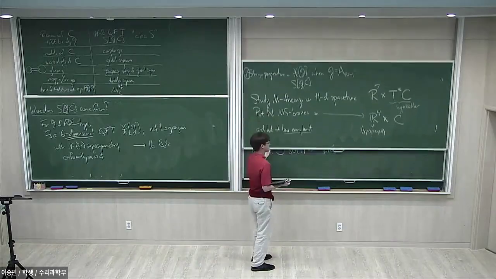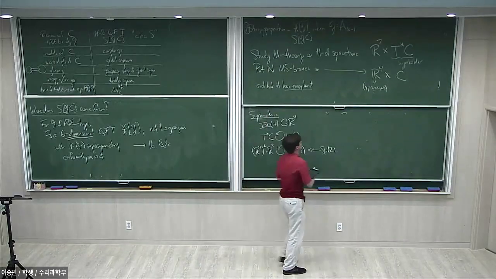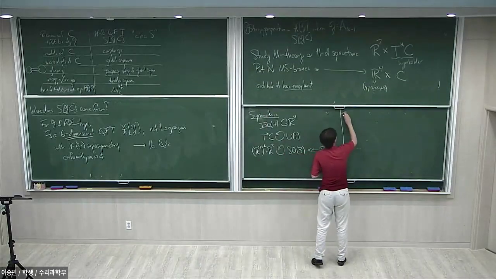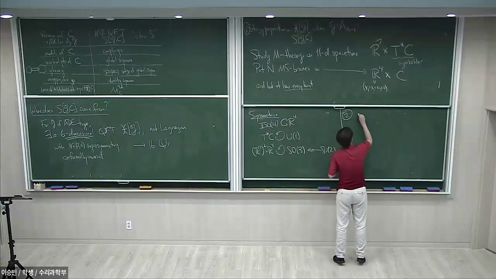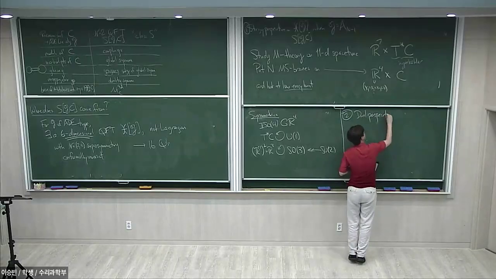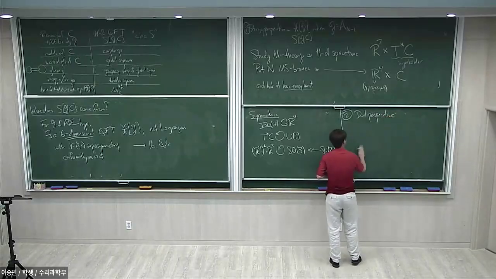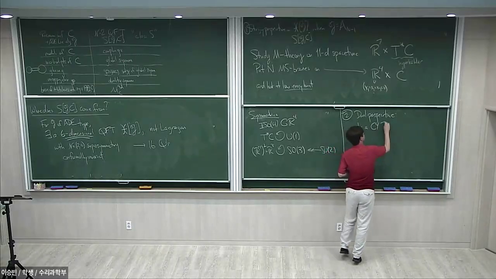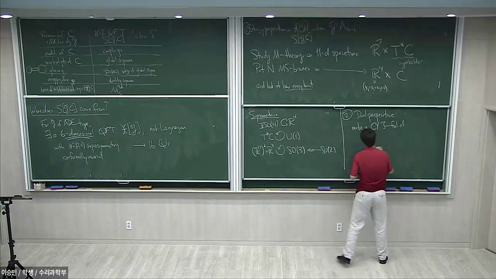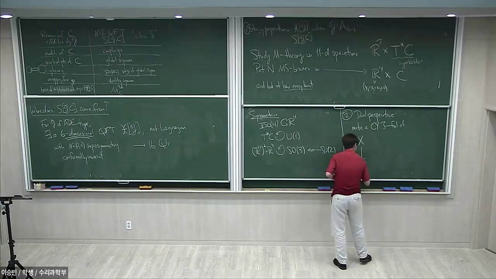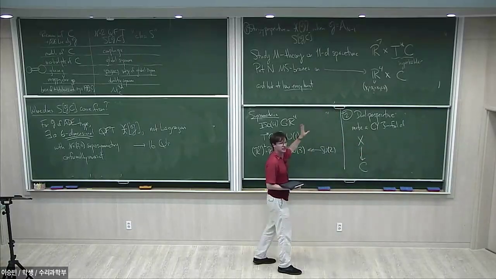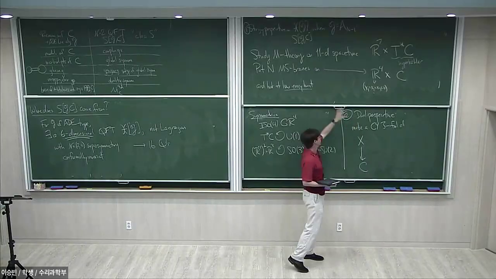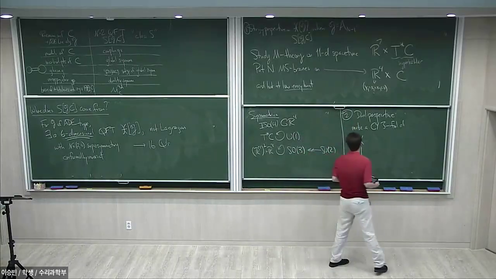I'll mention one other very quickly. Another stringy perspective, which is to make a Calabi-Yau threefold X fibered over the surface. So now I completely forget about M theory. This is just another way of getting the field theory, which is different from the first one.